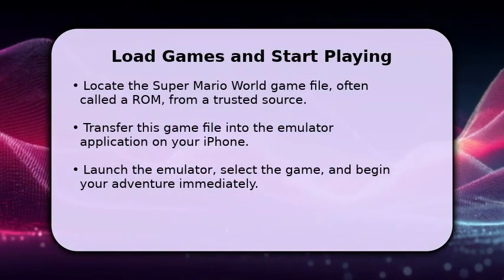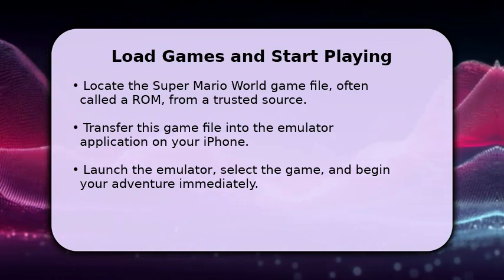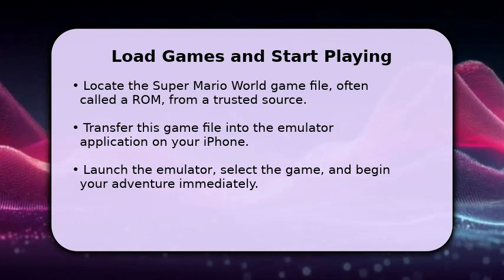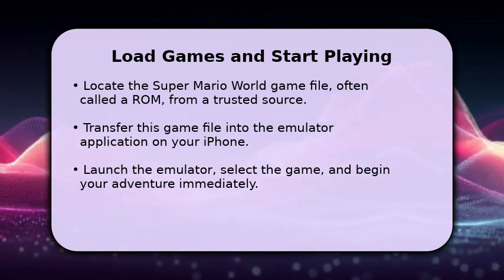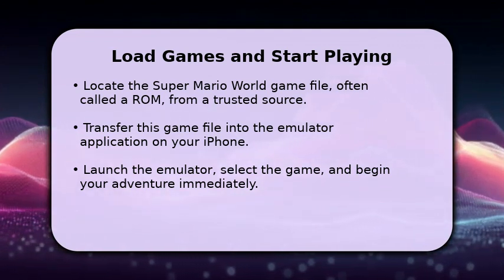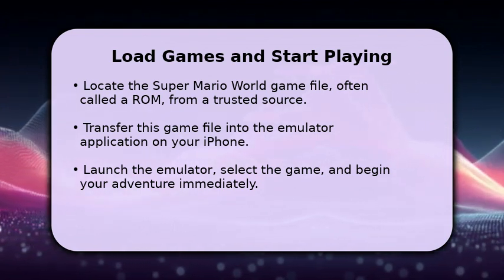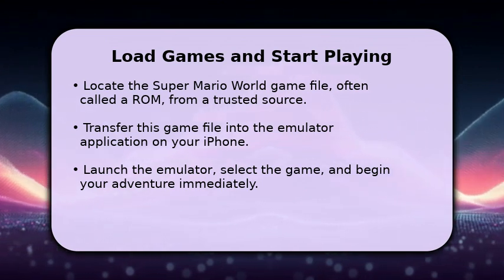Finally, with the emulator installed, you're ready to load Super Mario World. You'll need to find the game file, often referred to as a ROM, from a reliable source. Once you have this file, transfer it into the emulator application on your iPhone. Open the emulator, select Super Mario World from your game library, and you can begin playing instantly. Enjoy revisiting this timeless classic on your mobile device.